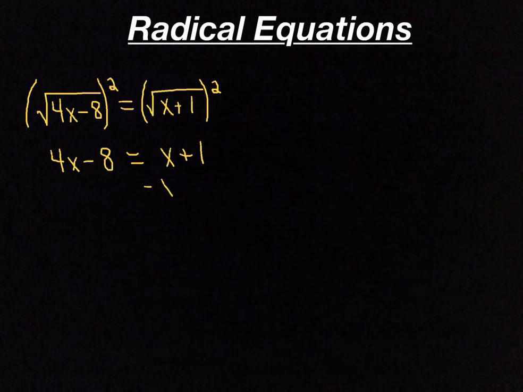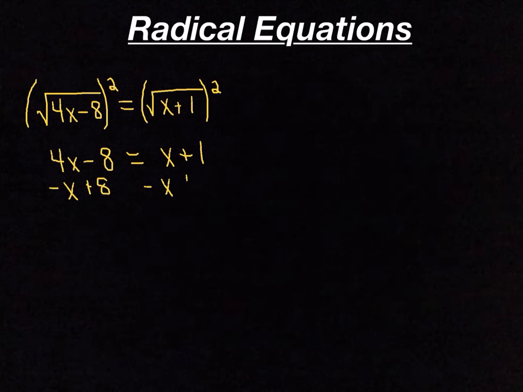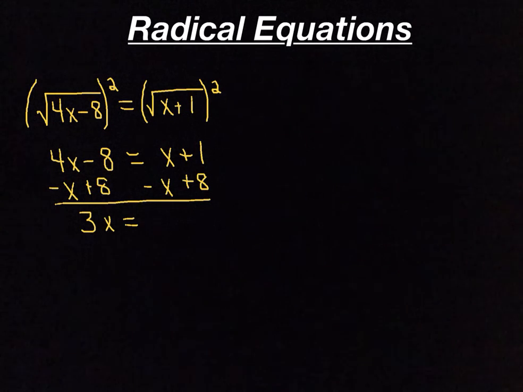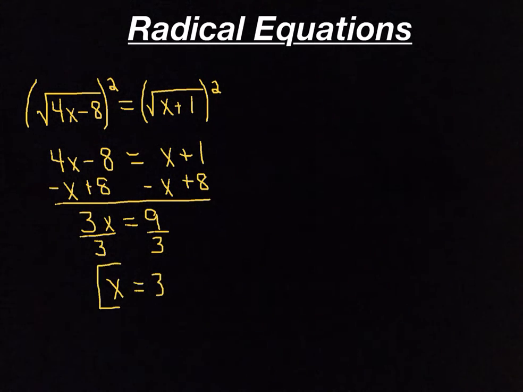And now just get your x on the same side and take your constant to the other side, and we get 3x is equal to 9. Divide by 3, and so x is equal to 3. You can always plug this in, substitute it to see if it works.